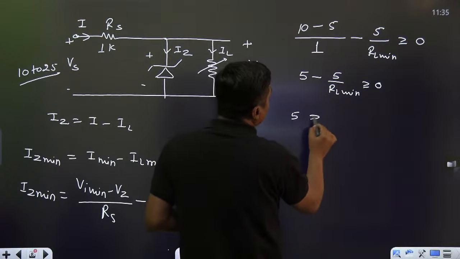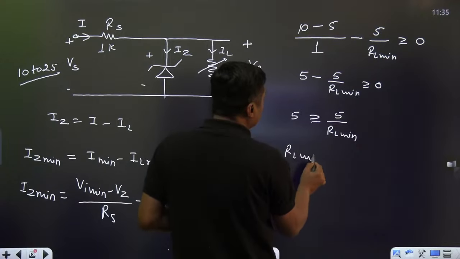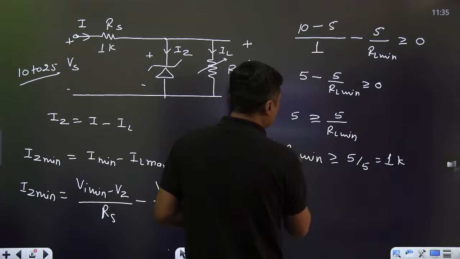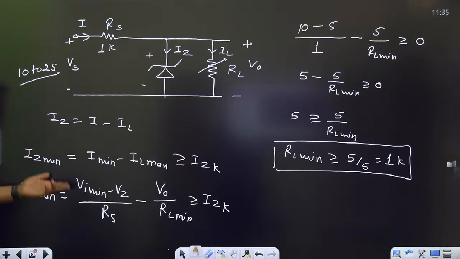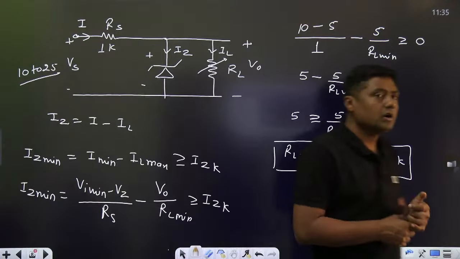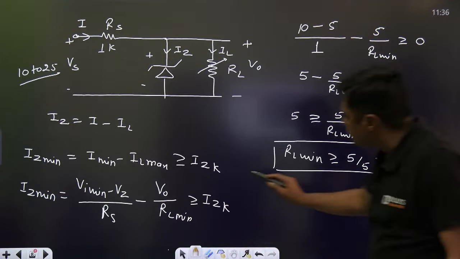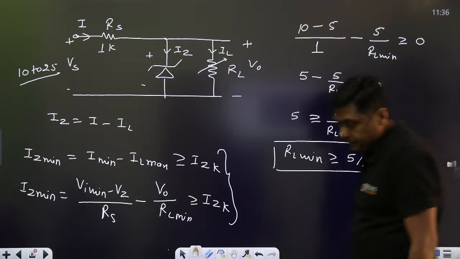5 should be greater than or equal to 5 upon RL minimum. What is the RL minimum? It should be greater than or equal to 5 by 5, that is 1 kilo ohm. In this way you can solve this. So if the value of RS is given, then you can easily solve. In this question, I have just assumed the value of RS, guys. Just remember that is the solution for this question. That is a very, very important formula, how we can find the RL minimum from this. Okay. Then, any doubt?